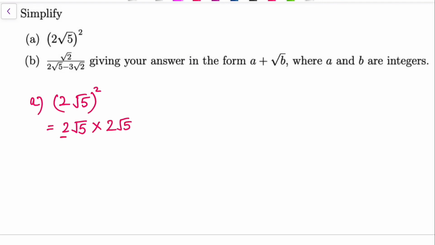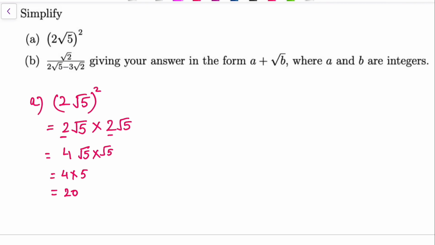So we will do whole number times whole number, which gives us 2 times 2, 4, and √5 times √5 will give us 5 straight away. All right, so it will be 4 times 5, which is 20.